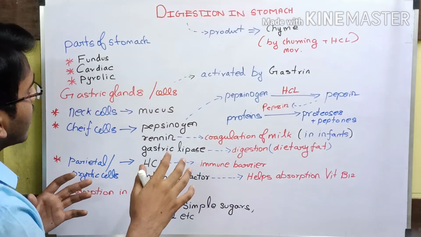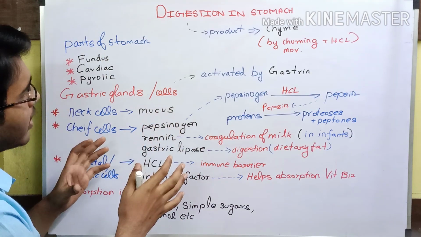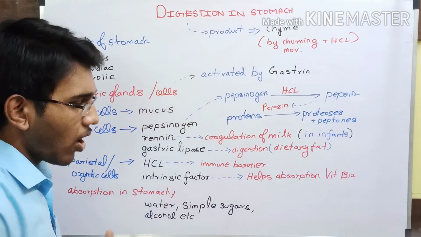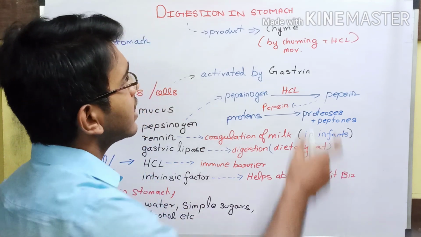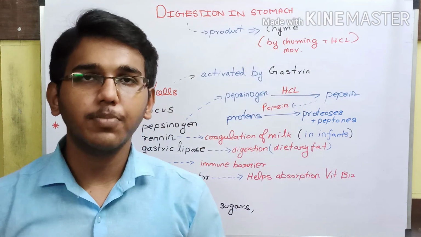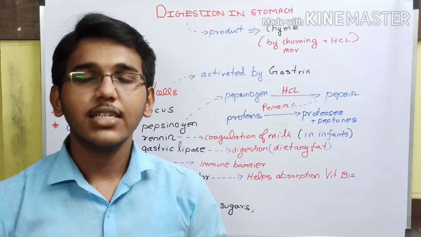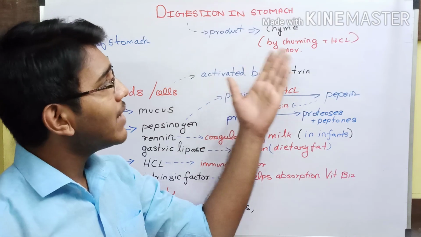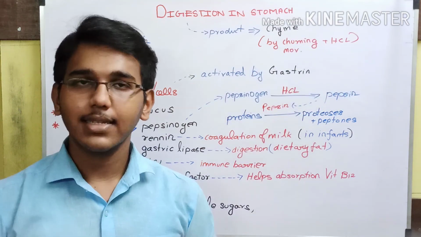So finally, with the help of all these important components present in the stomach, the final product of digestion in the stomach is chyme, and it is produced by the churning action, that is the physical movements and squeezing of stomach muscles, plus the activity of hydrochloric acid and the digestive enzymes.